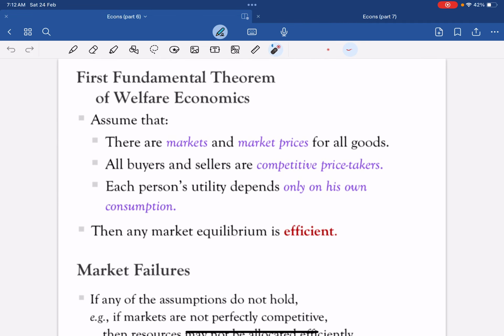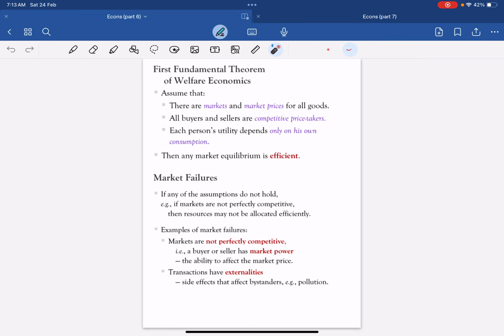And this leads us to a fundamental theorem in welfare economics: assuming that there are markets and market prices for all the goods, and the buyers and sellers are just price takers, so they cannot determine the price. They just take whatever the market intersection point is, and the person's utility only depends on his own consumption. Meaning, if someone else benefits, it doesn't really affect his benefit. He doesn't feel happiness from other people benefiting. Then the market equilibrium will be efficient.